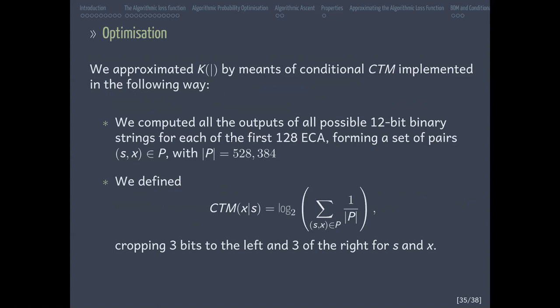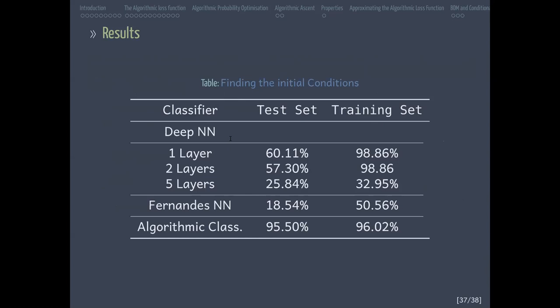So how was the performance of this model? Well, the performance was 95% on the test set, and 96% for the training set. And as you can see, the deep neural networks did much worse than that. For the first two layers, we have a severe case of overfitting. And more importantly, the custom-made classifier for the previous problem fails to solve this new problem at all. So as you can see, it's not generalizable. However, I could say that the performance of our algorithmic classifier for this experiment was very good.